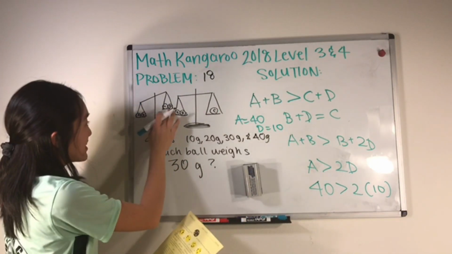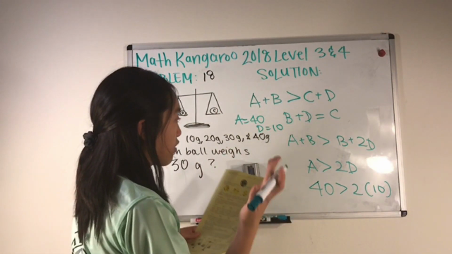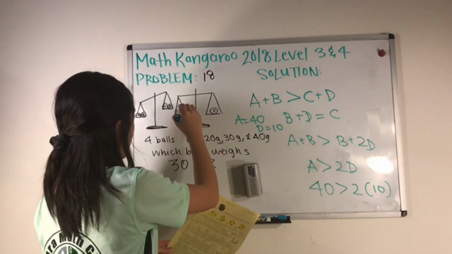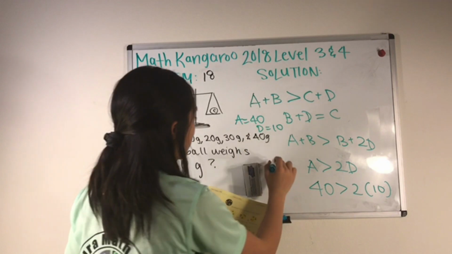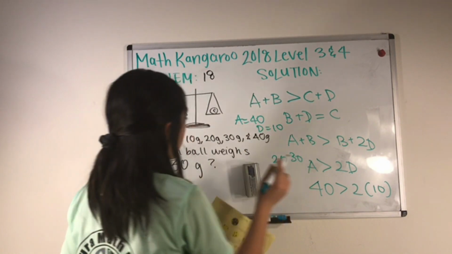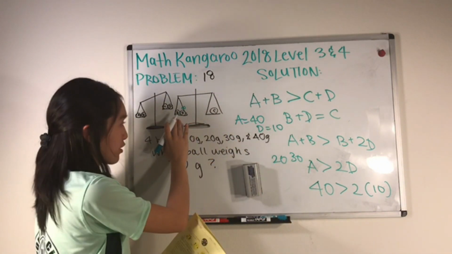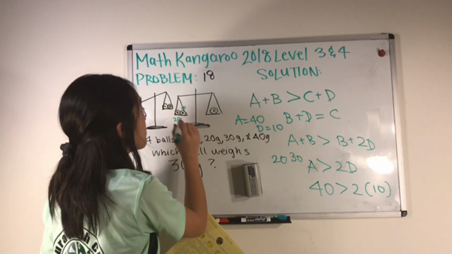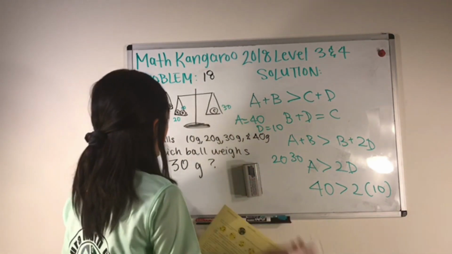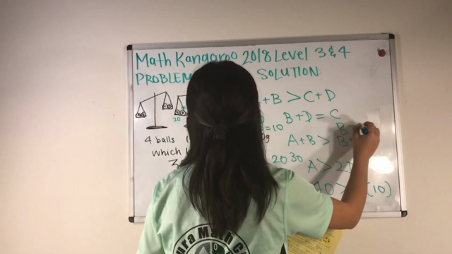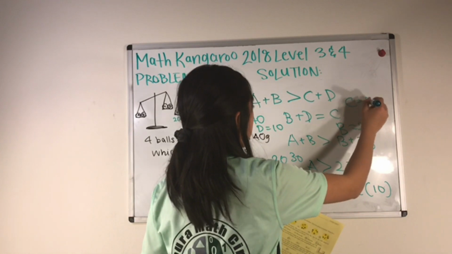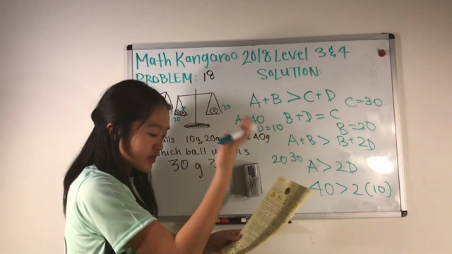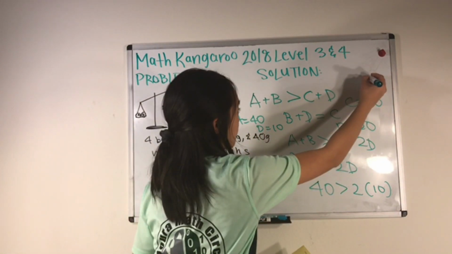So if A is 40 and D is 10, now we have the rest of our equations. So we know that D is 10, so we have 10 over here. Now our only values left are 20 and 30, and that's for B and C. So B can't be 30 because 30 plus 10 isn't equal to 20. B must be 20 because 20 plus 10 is equal to 30. Therefore, B is 20 and C is 30. And since we're trying to find out which ball weighs 30 grams, that's ball C, which gives us our answer of letter C.